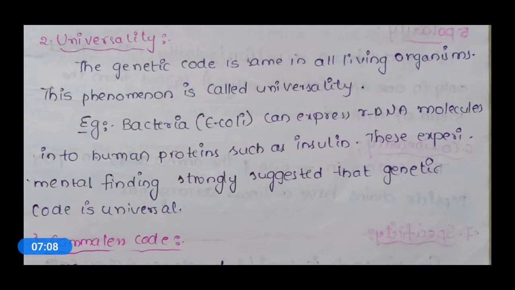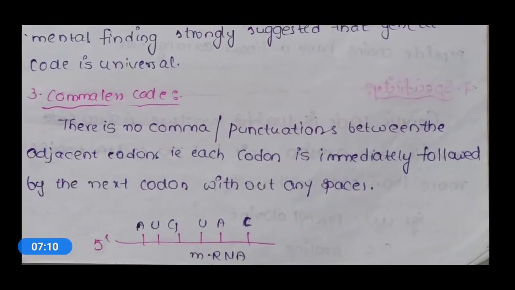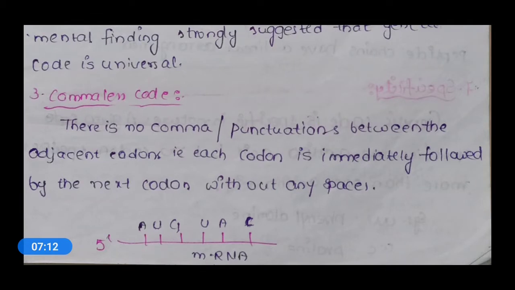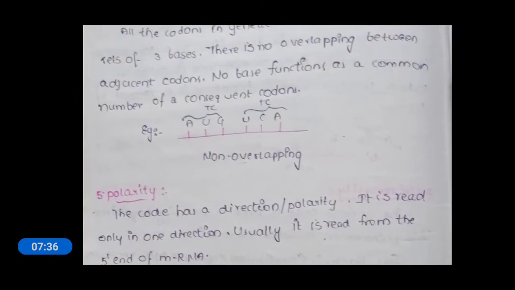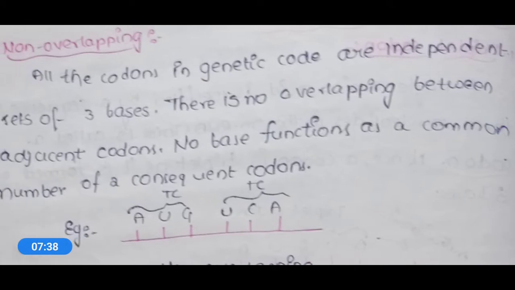The next one is comma-less. Codons like AUG, UAC, while we are writing them, we should write them directly, and there is no need to mention any punctuation marks or commas between the two triplet codons. And the next one is non-overlapping.